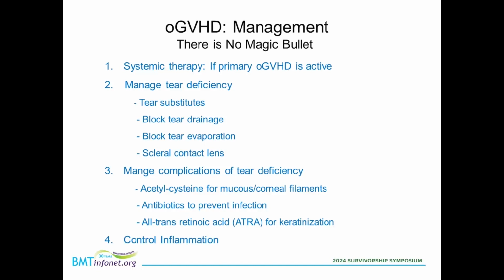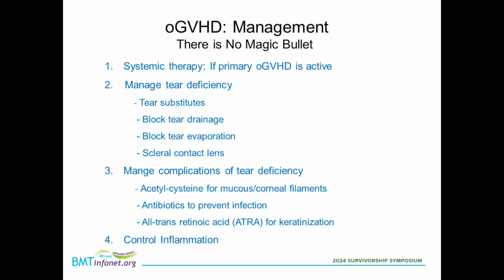So how do we manage it? Well, first of all, there is no one magic bullet. And no matter what you see on the internet, on advertisements or anything else, there's no simple answer. It's a combination of things and understanding what's going on and trying to manage those problems. The first is systemic therapy. If a patient has active primary ocular GVHD, it needs to be managed with systemic medications. Local drugs are just simply not going to get it under control.